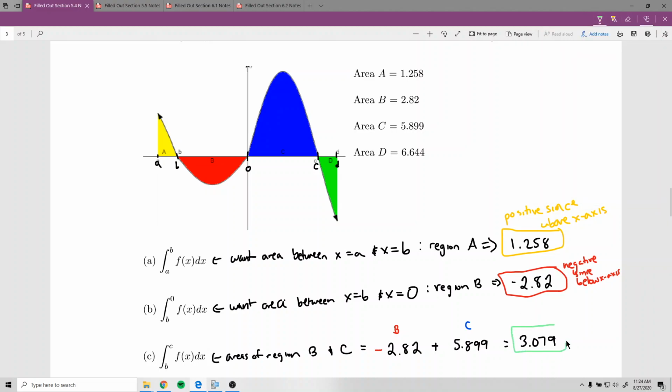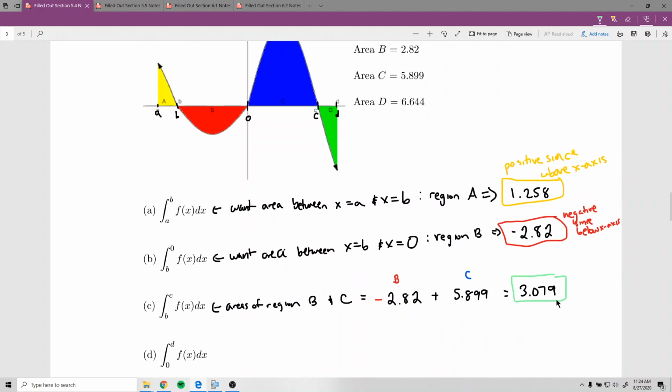Now, none of these are necessarily drawn to scale, so region C looks a lot bigger than region B, but if the numbers say region B's area was bigger than region C, you get a negative. So don't worry about the scaling of the picture at all. And I think that's what this last one I did here is for on purpose.